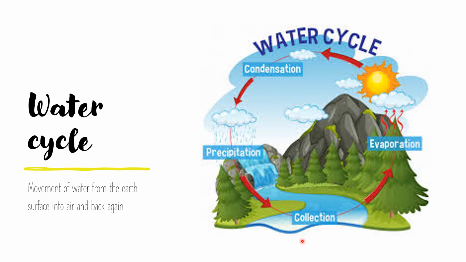So what happens? Sunlight heats the ocean water. When sunlight heats the water, some of the liquid water warms up and changes into water vapors. This change from liquid water to water vapor is called evaporation.